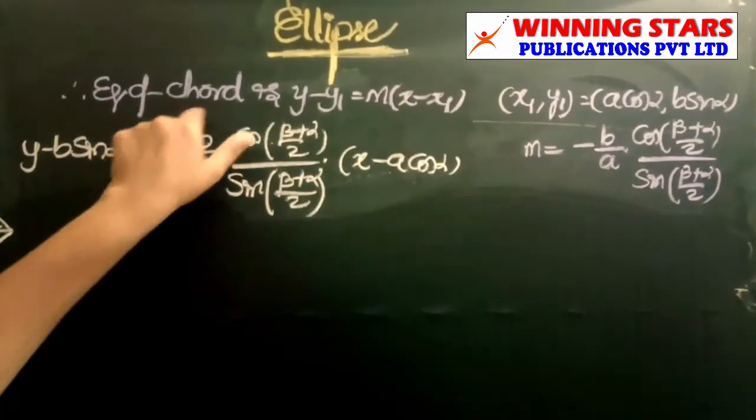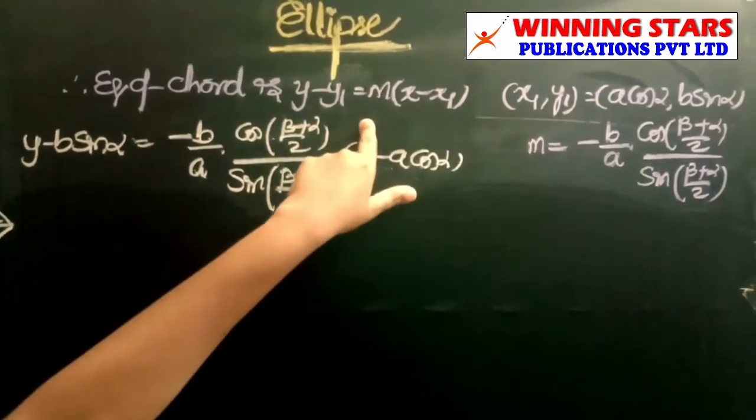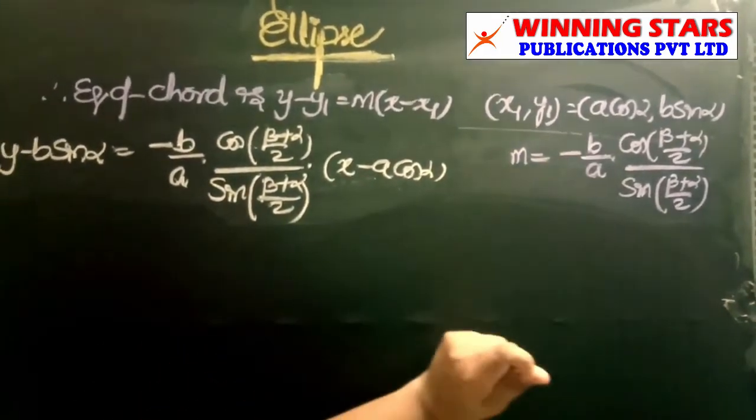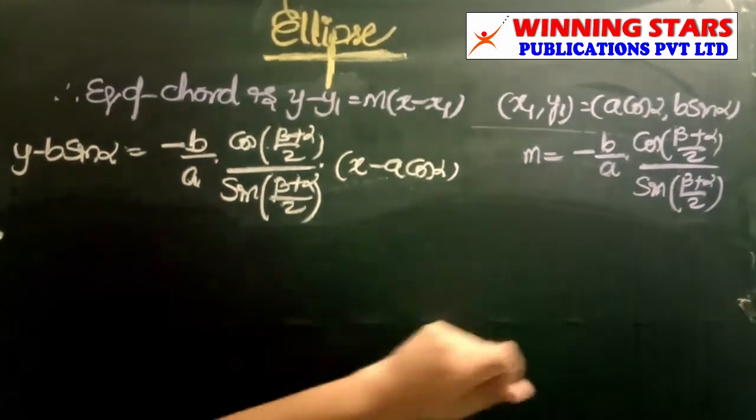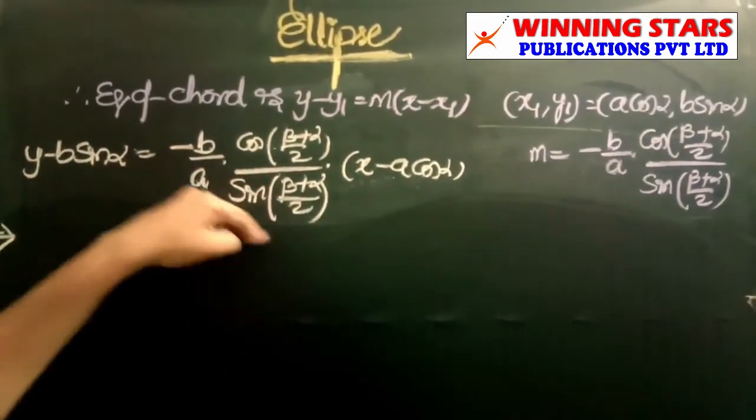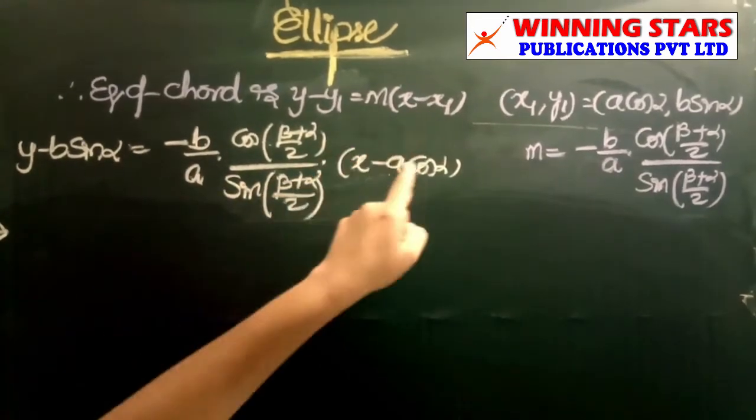Now the equation of the chord is y minus y1 is equal to m into x minus x1. Here (x1, y1) is equal to the first point, that is (a cos α, b sin α), and m is equal to that slope value. Now replacing the values here, y minus b sin α is equal to m into this value into x minus a cos α.